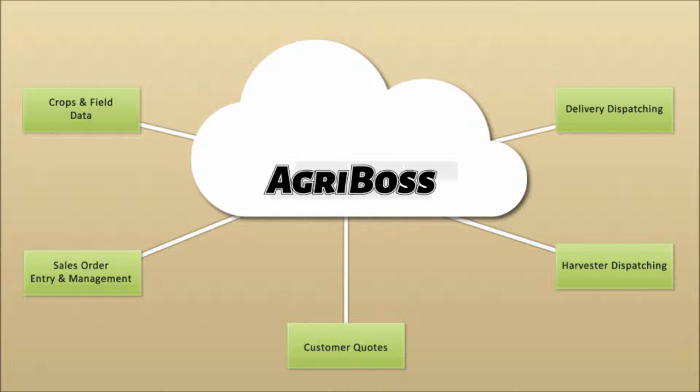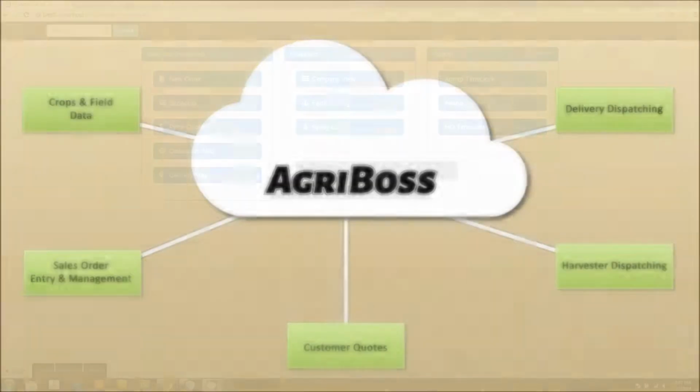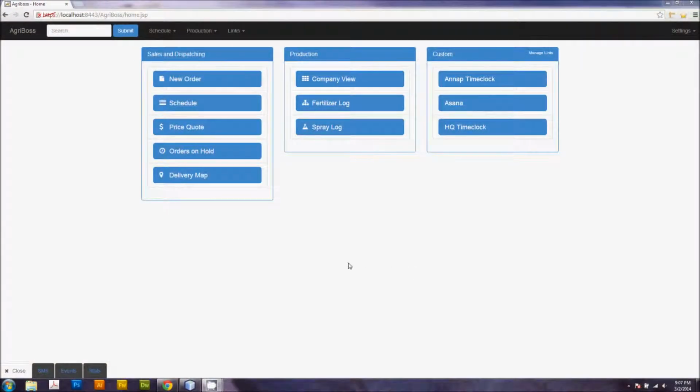The chief advantage of AgriBoss is that it is accessible from anywhere you can access the internet and works on any device. This means you can see what's on the delivery schedule no matter where you are, be it in the office, out in the cutting field, or across the country while on vacation. Let's take a brief tour of the program's features.